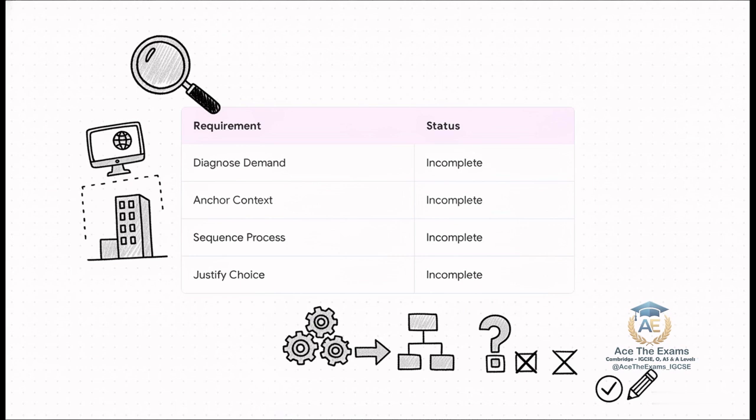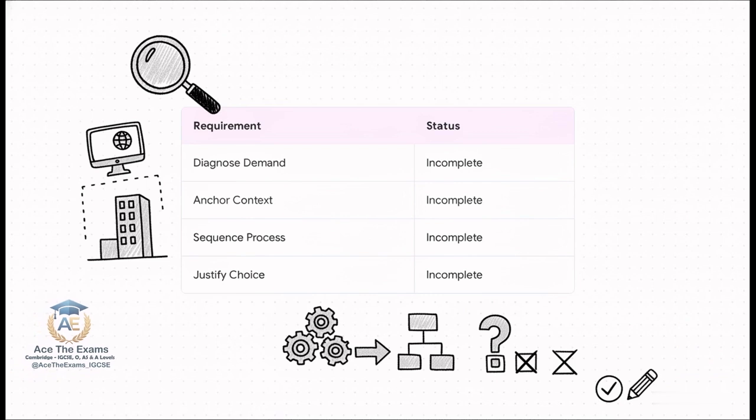You should have this mental table checked off before you even think about moving to the next question on your paper. Did you diagnose the demand? Yes or no? Did you actually answer the specific command word they asked? Did you anchor the context? Is there actual evidence in your paragraph that links directly back to the scenario provided? Or could your answer apply to literally anything? Did you sequence the process? Did you explain how it works, step by step, logically, without skipping the vital middle parts?